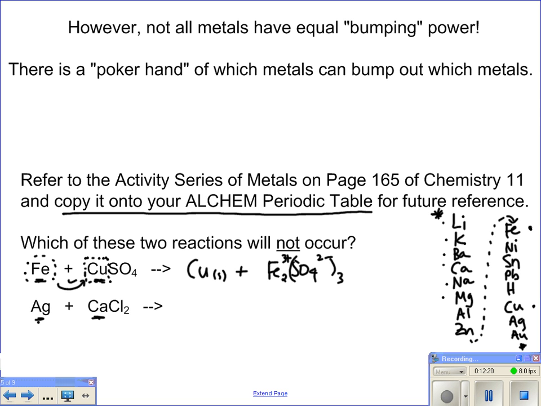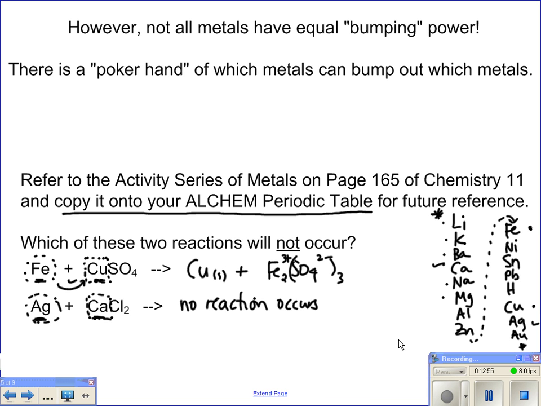So in the second reaction, if we look where silver is located, silver is way down the list. And the only thing it can bump out is gold. Well, since calcium is in this ionic compound and calcium's way up high up here, there's no way silver can bump out calcium because calcium is higher in the poker hand, if you will, than silver is. And so to show that this bumping would not occur, or if it did, it would be incredibly slow, we just simply have to write no reaction occurs. It's that simple.